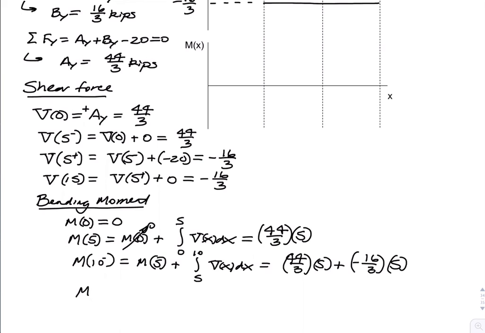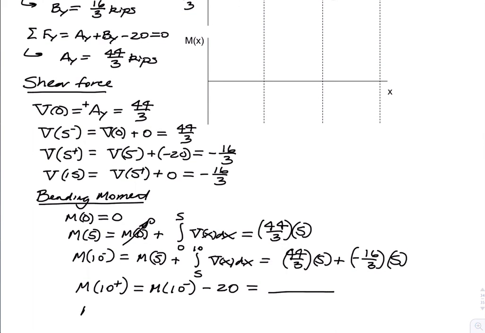And then this is where the jump comes in. Means we have the concentrated couple there at x equal to 10. We have the minus 20 there. So whatever this works out to be, you've got that.